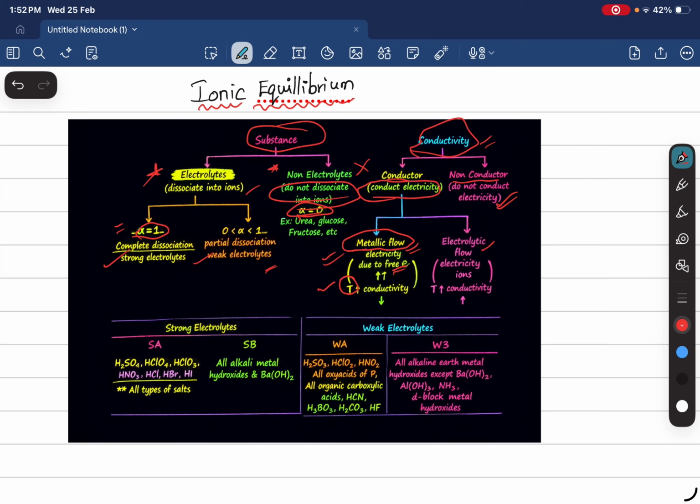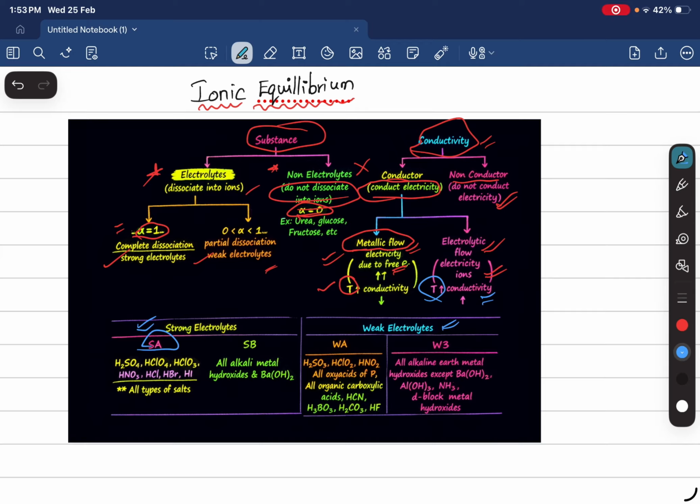Coming to electrolytic conductors, the conductivity happens through ions, so they are also called ionic conductors. When we raise the temperature, the dissociation of the ionic compound increases and conductivity increases. So these are some examples for strong electrolytes and weak electrolytes.